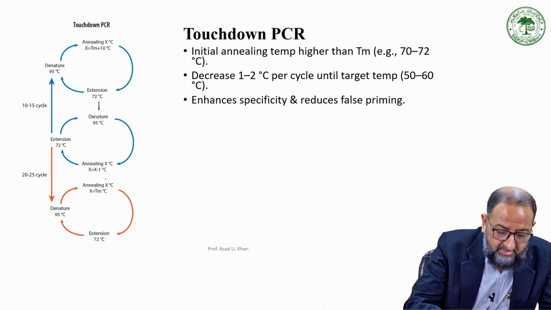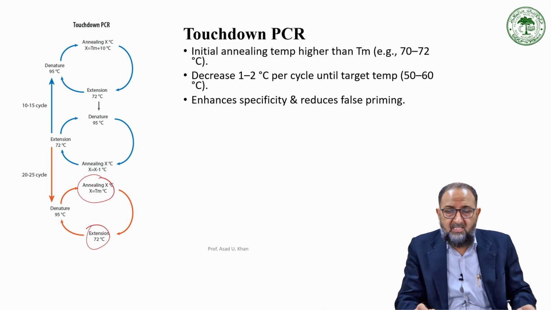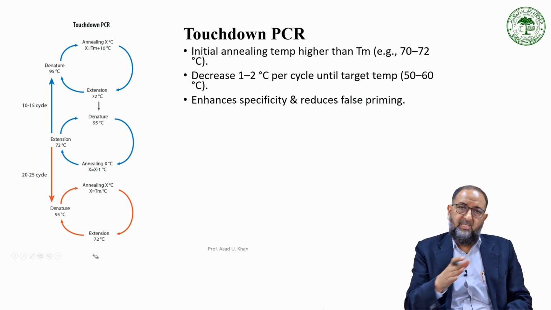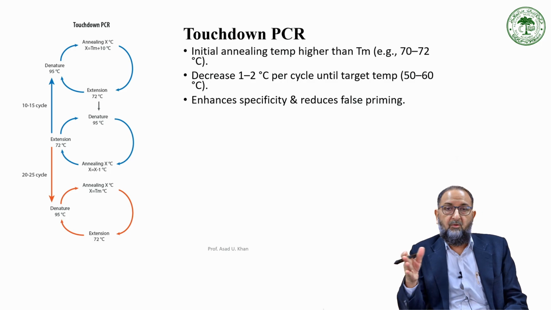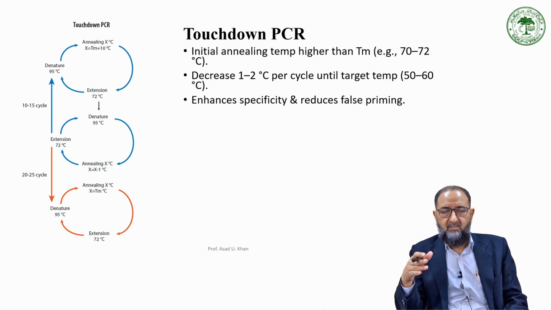Then next you have reduced temperatures, and then you have the next 25 cycles. The extension temperature is 72 degrees centigrade, and this is the Tm. So the idea is that over a number of cycles you reduce the temperature. We call it touchdown, as the name itself indicates, touchdown PCR. So touchdown PCR basically helps us to increase the efficiency by reducing the temperature.